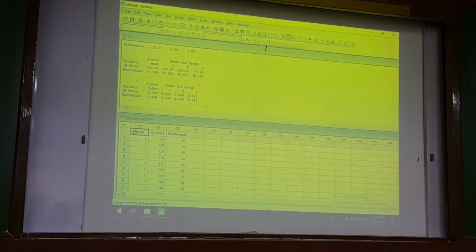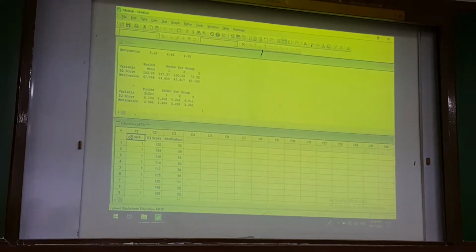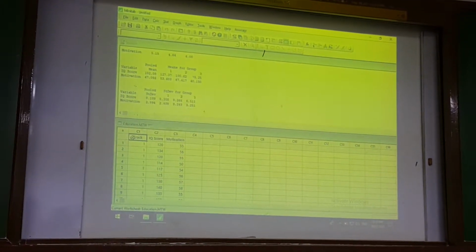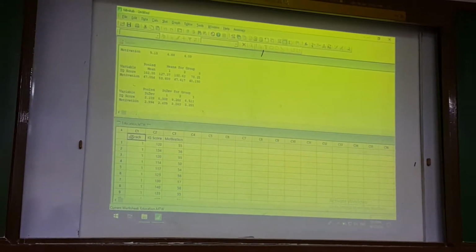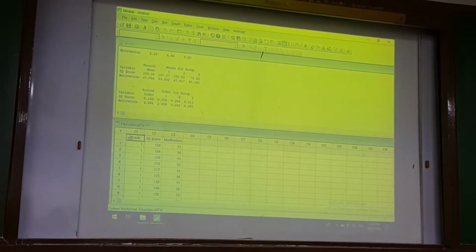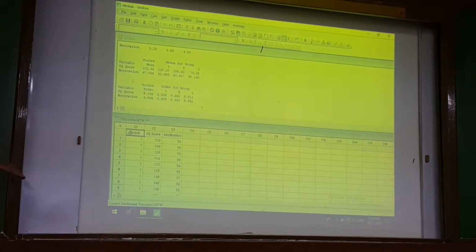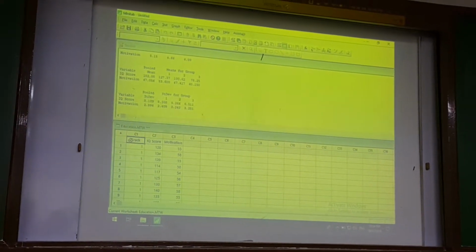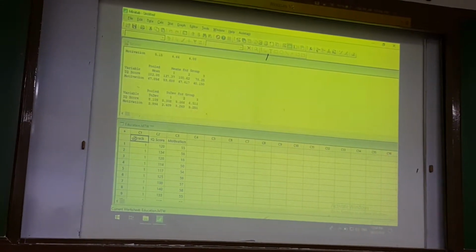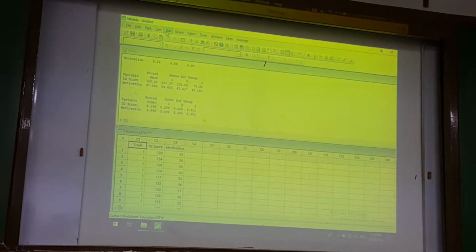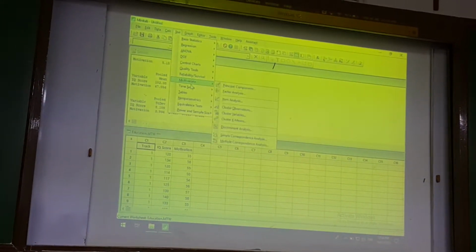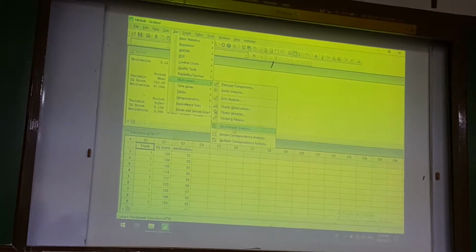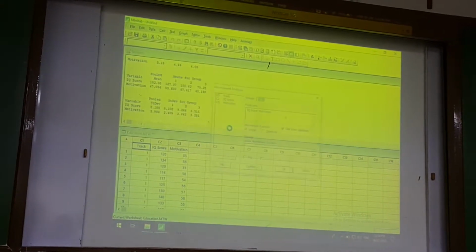So, the goal here, or the problem, is whether the school's classification of their students is correct. Is the person really supposed to belong in the section 1 folder, or section 2, and so on? That's our goal. So, in order to do that, you need to go to stat, multivariate, and discriminant analysis.